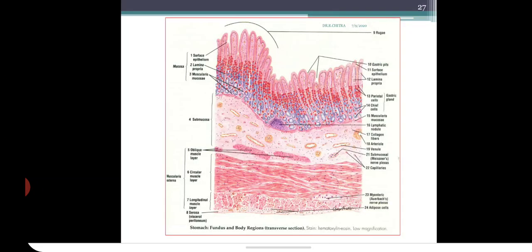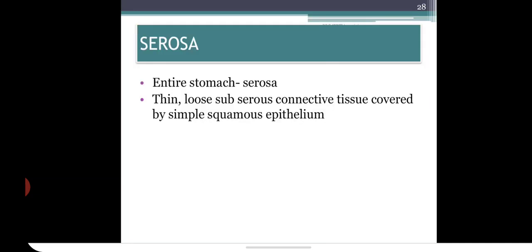So you can appreciate the muscular layer. Muscularis externa, you try to observe in this microscopic image. Inner oblique, middle circular, and outer longitudinal. Serosa covers the entire stomach, made of thin, loose, subserous connective tissue covered by simple squamous epithelium.